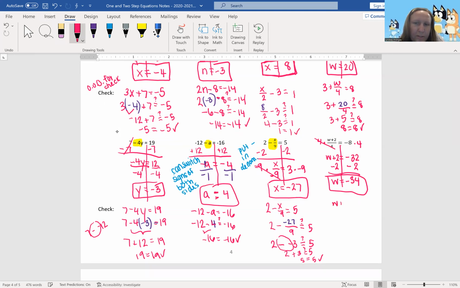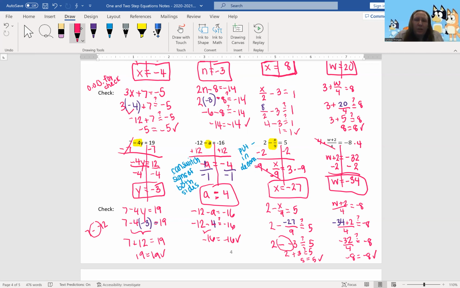Okay, last little bit, check. We have w plus 2 over 4 equal to negative 8. We think the answer is negative 34. So negative 34 plus 2 over 4. Does that equal negative 8? Well, on top, negative 34 plus 2 would be negative 32. Signs are different. Subtract, take the sign of the bigger number. And now negative 8 does indeed equal negative 8.